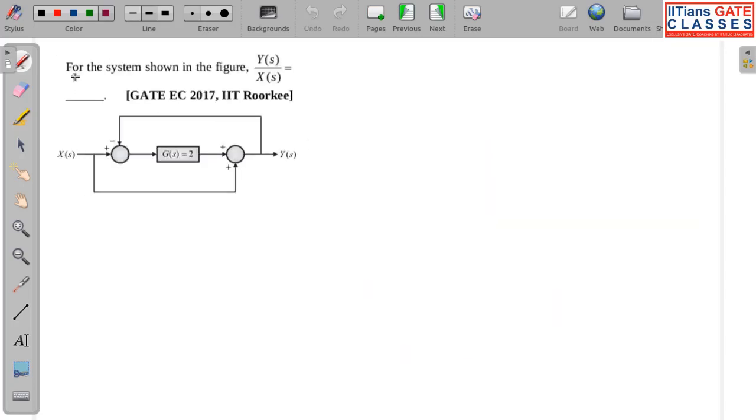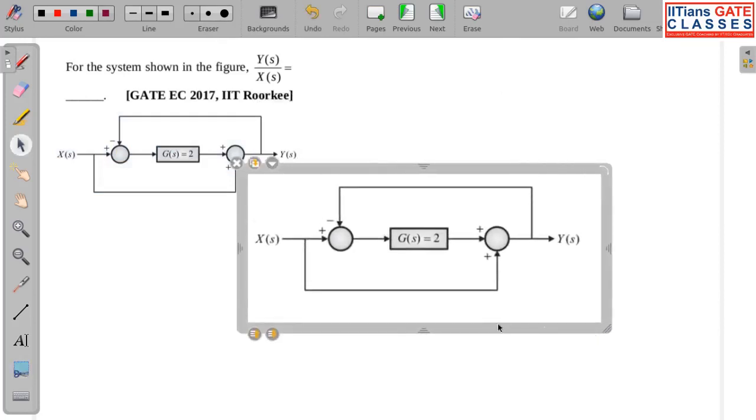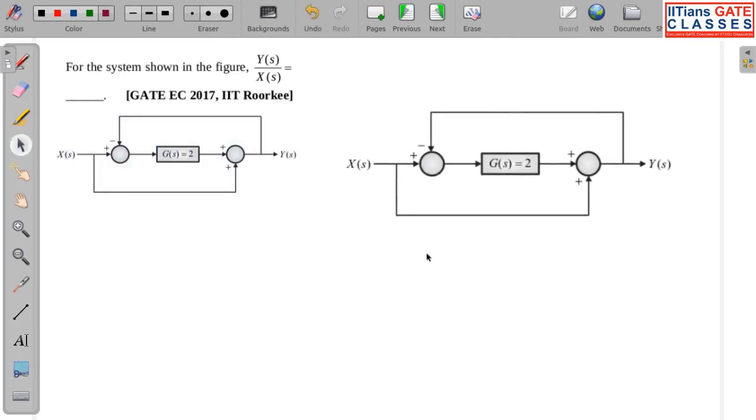So in the next question, it is given for the system shown in the figure, Ys by Xs. So what is Ys by Xs? So again we are going to do the same thing that we have done before. So what are we going to do? Simply look over here. Observe the block diagram. Okay. So this is Xs. Even over here, Xs is coming over here, and this is Gs. It is 2.